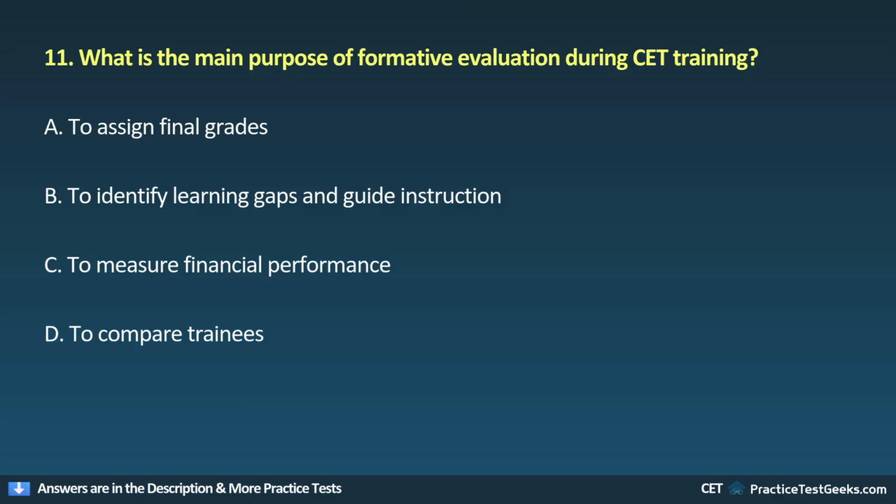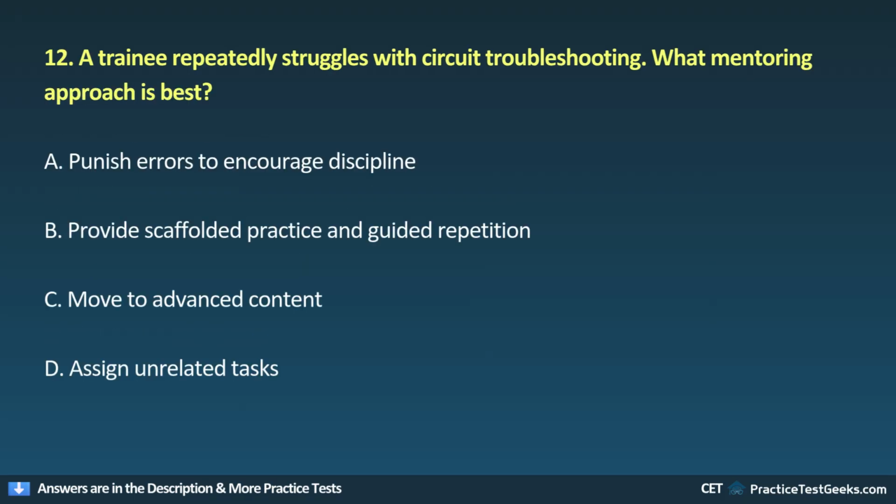11. What is the main purpose of formative evaluation during CET training? A. To assign final grades. B. To identify learning gaps and guide instruction. C. To measure financial performance. D. To compare trainees.